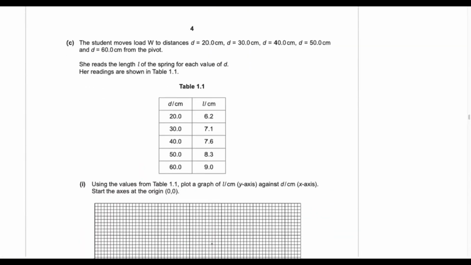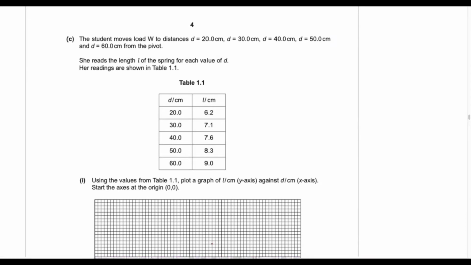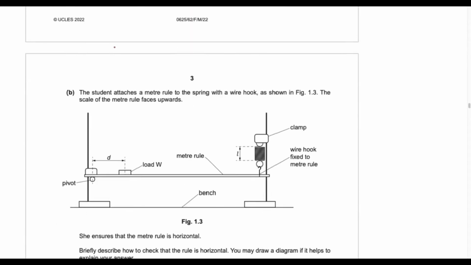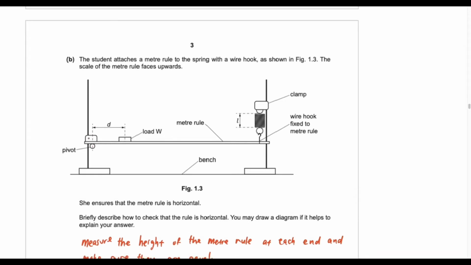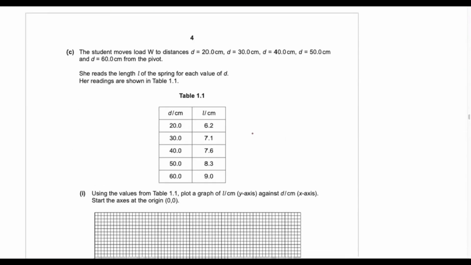Okay, then we look at C. The student moved load W to distances D equal to 20 cm, 30.0 cm, 40.0 cm, 50.0 cm, and 60.0 cm from the pivot. So you can see here, this is the pivot. So move the load to different distances. Of course, the idea is if you move more to the right, then you should expect here to go down more, because of the load.